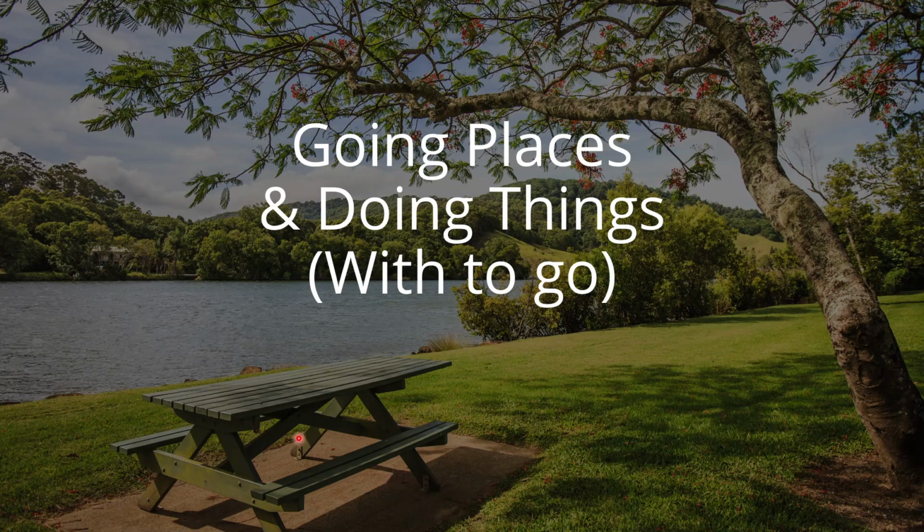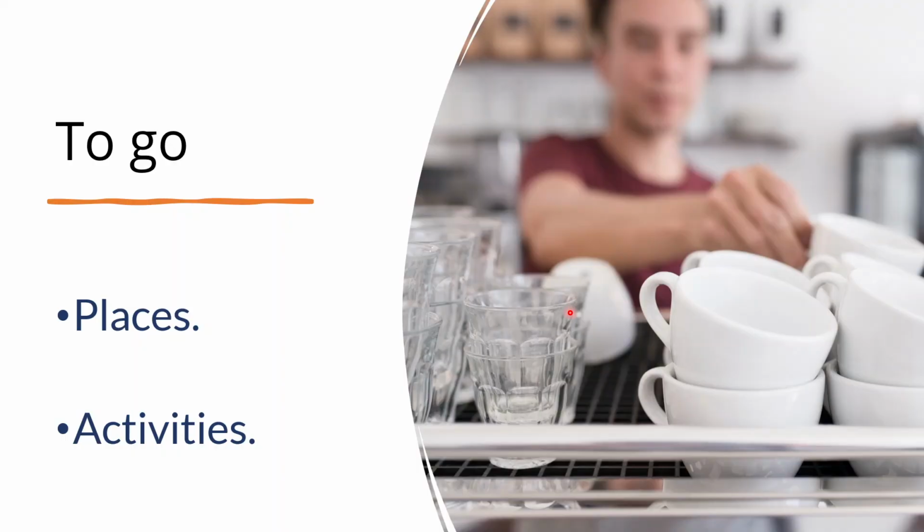In today's lesson we're going to be learning how to talk about going places and doing things with the verb to go. So what do we use to go for? We use to go to talk about going to a specific place or places or doing specific activities. So for example, I'm going to the shops, or I'm going to wash the dishes, or do the dishes, or I'm going to get a bath, etc.